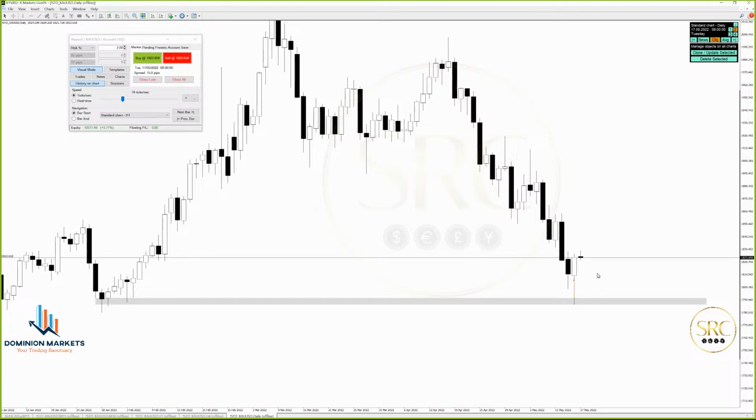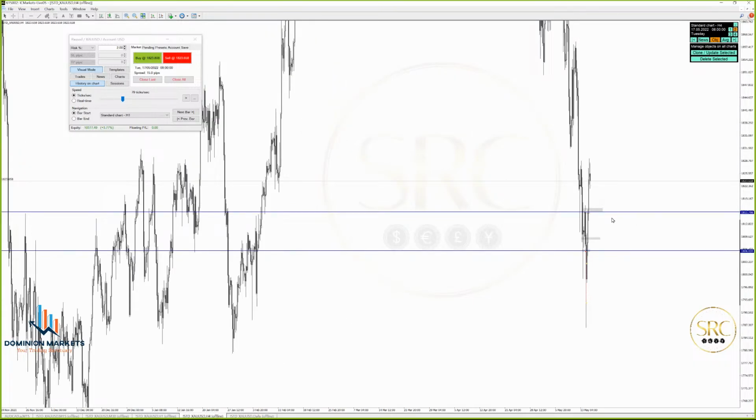Awesome. Okay, so now the daily is rejecting support. So maybe we may retrace up because you have a clean candle here. Maybe, we don't know, right? Let's take a look on the 4-hour now.